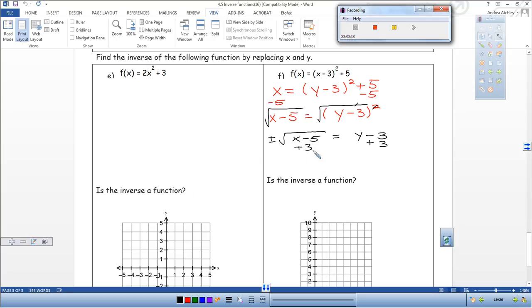Can I add this 3 and this 5? No, I cannot. Okay, one is inside a radical and one's outside. They do not get to hang out. Okay. So I'd take plus or minus the square root in parentheses x minus 5, and then plus the 3 outside the radical, and that equals my y.